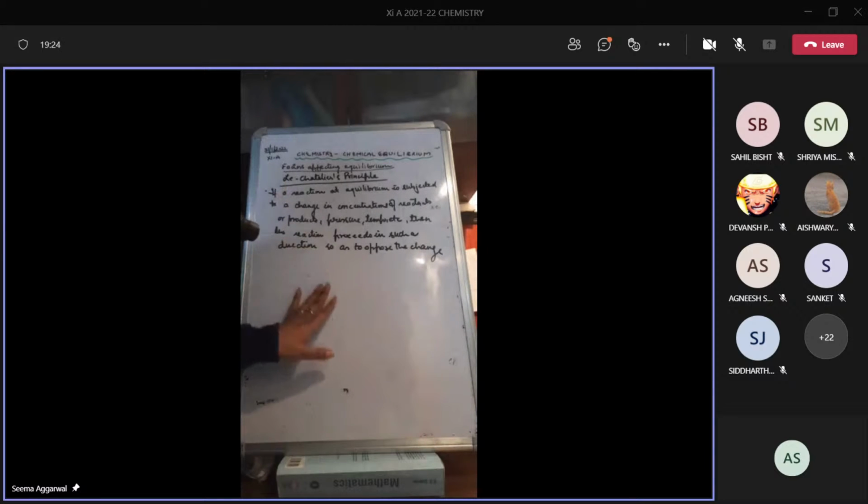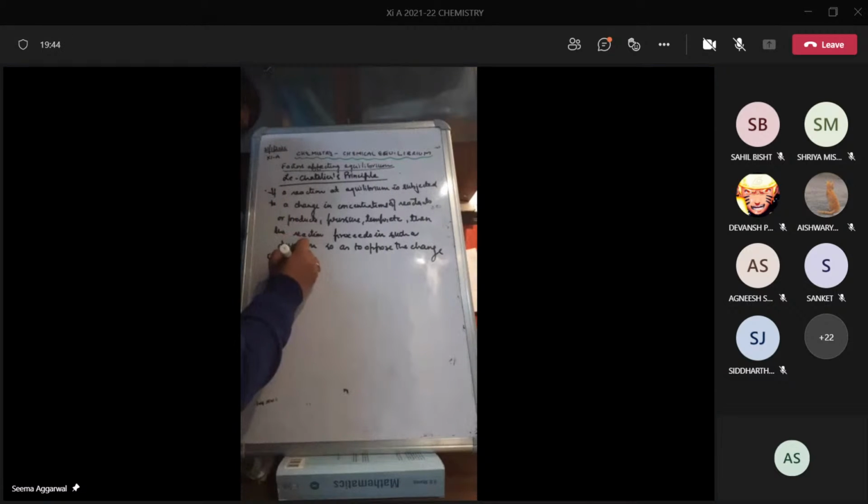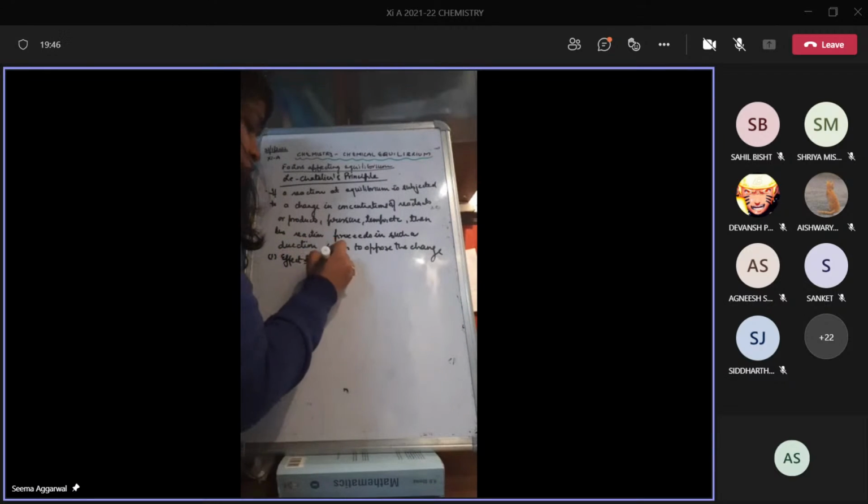Okay, so this is Le Chatelier's principle: the reaction proceeds in such a direction so as to oppose the change. Now I am taking this with the help of examples to understand. It's very easy and very much applicable and useful in chemistry in your class 12th also. Now the first one is the effect of change of concentration.